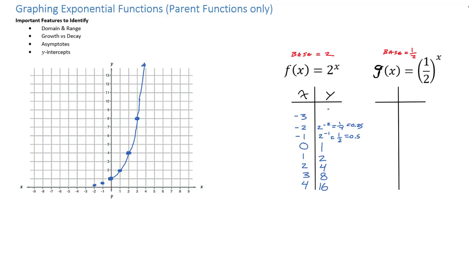Okay, so when we start doing some of these, don't panic. Just get as close as you can. 2 to the -3, right? Well, that's 1 over 2 to the 3, right? So that's 1 over 8, which is going to be even smaller, 0.125, right?